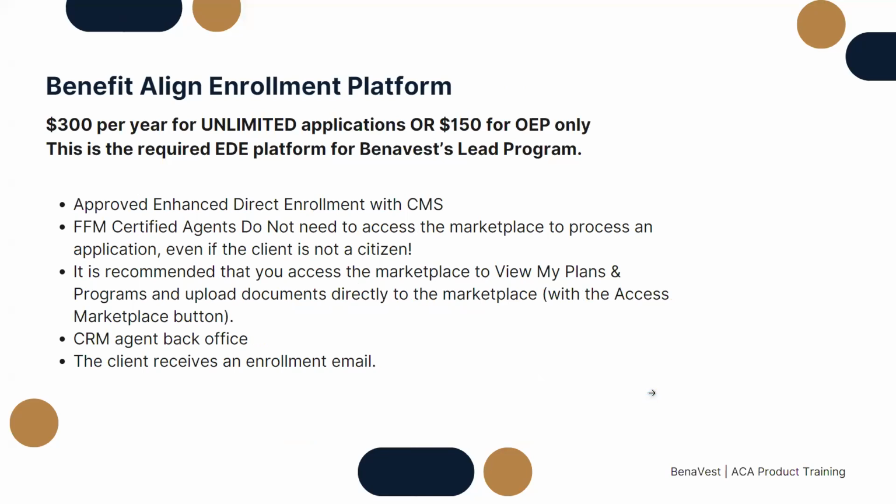Enrollment platform. A lot of agents use one or the other enrollment platform. They either use Benefit Align or they use Health Sherpa. Benefit Align is $300 per year for unlimited applications, or $150 for open enrollment only. If you are in the Benevest lead program, this platform is required. This is approved enhanced direct enrollment with CMS.